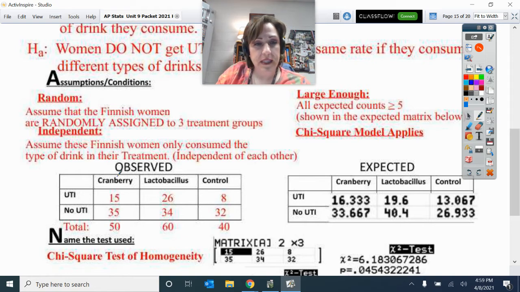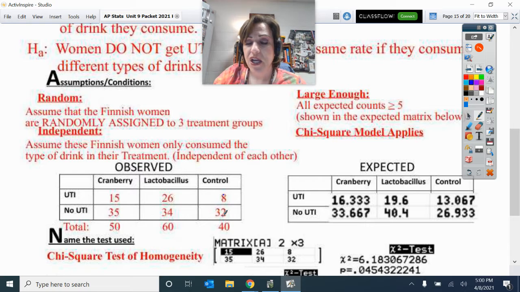So what they had told me was 50 were in the cranberry group, 15 of them got a UTI, 60 were in the lactobacillus group, 26 got a UTI, and 40 were in the control group, of which 8 got a UTI. And so then because of subtraction, of course, I filled in the others.